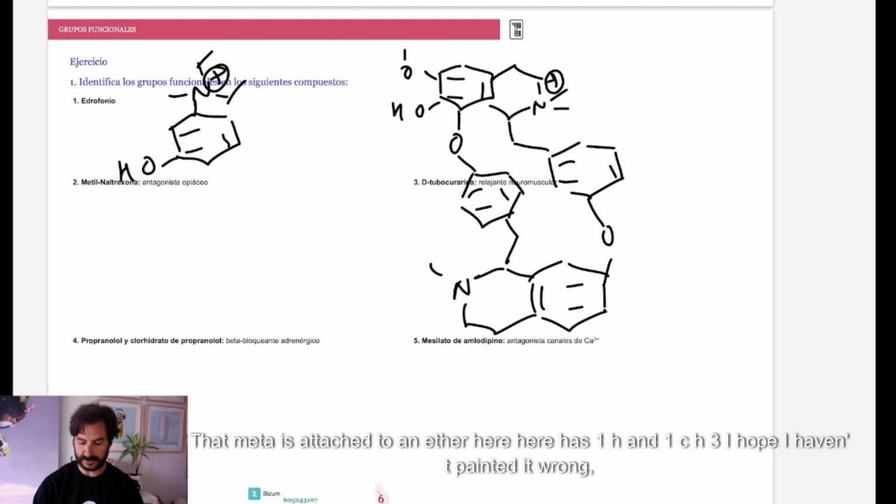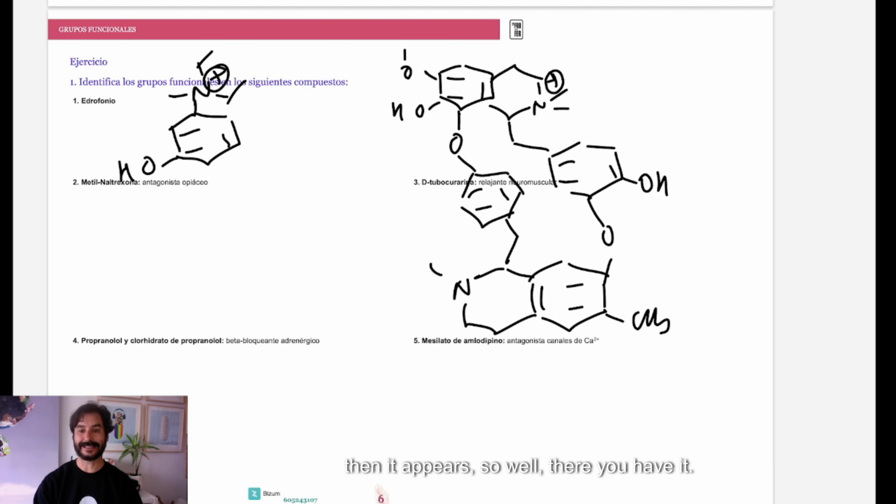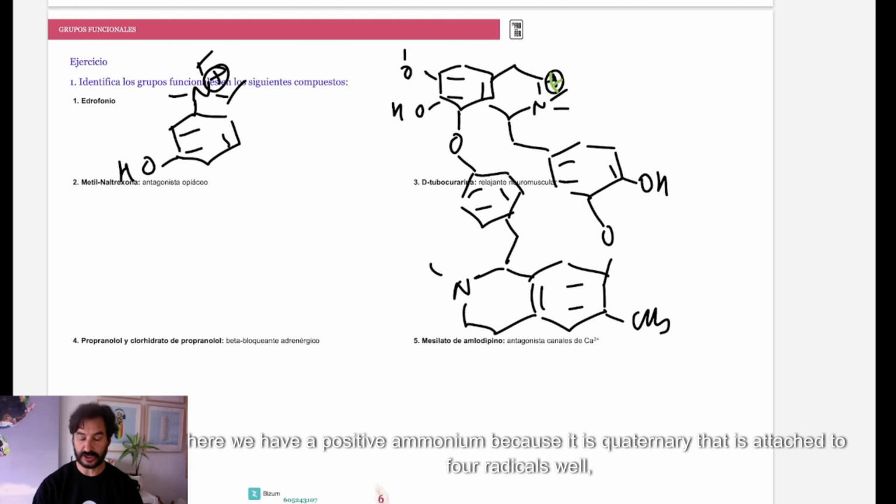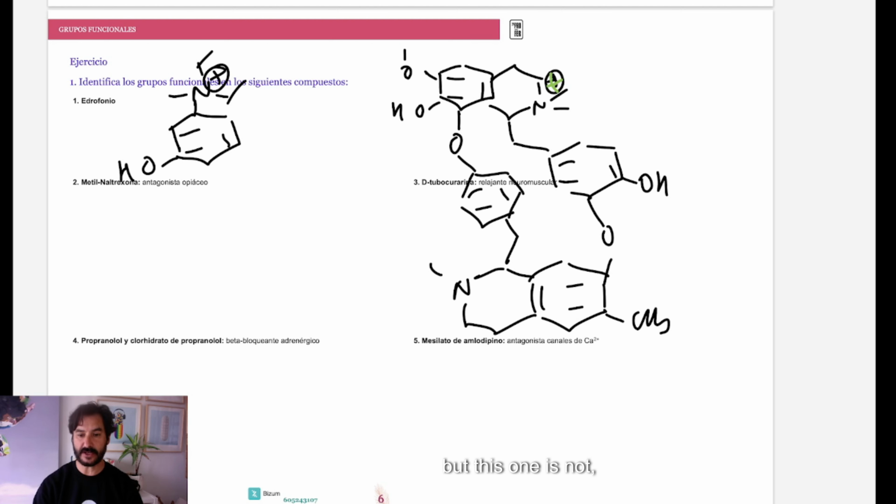That methyl is attached to an ether here. Here has one H and one CH3. I hope I haven't painted it wrong, then it appears. So, there you have it. Notice the important point here: we are talking about an ammonium. Here we have a positive ammonium because it is quaternary, attached to 4 radicals, but this one is not. Nevertheless, I do need 2 ammoniums.